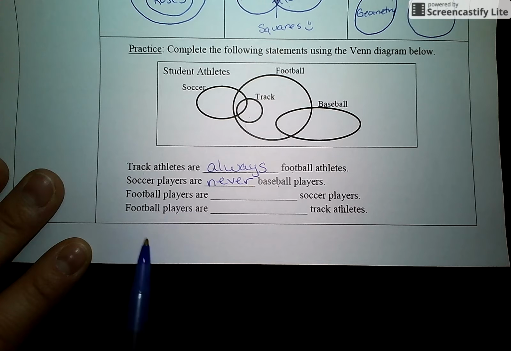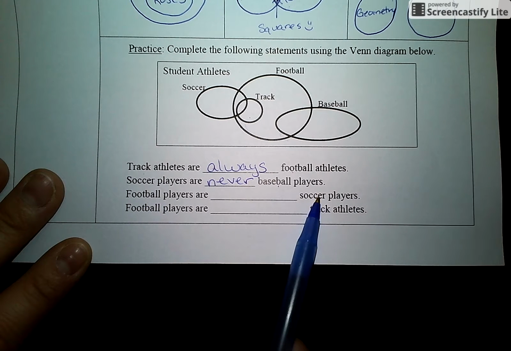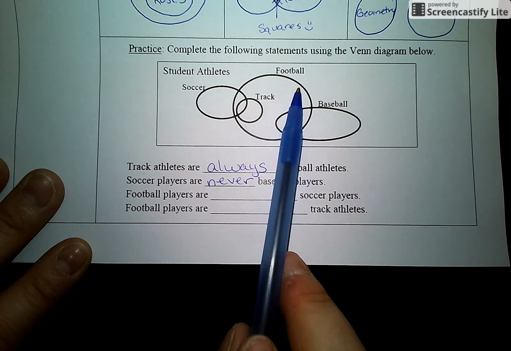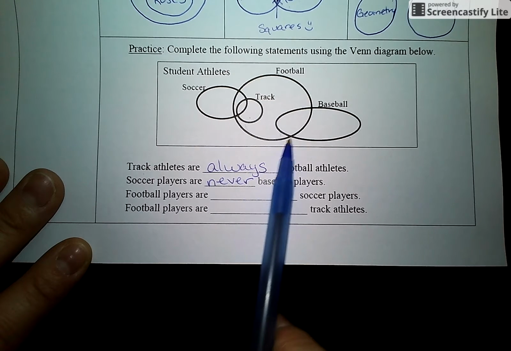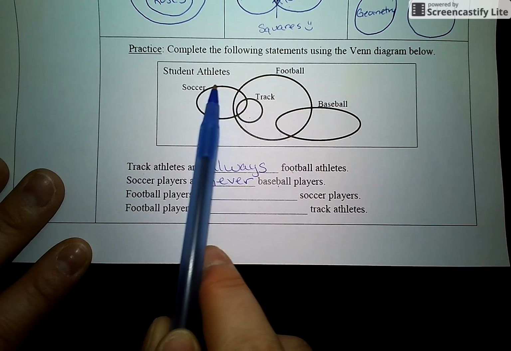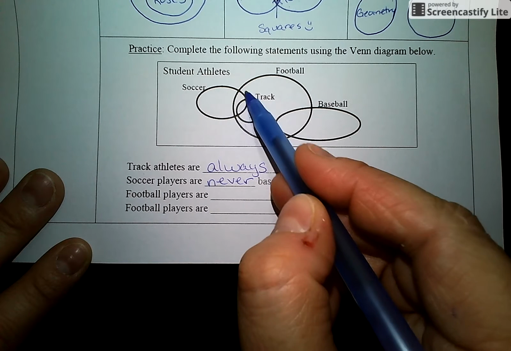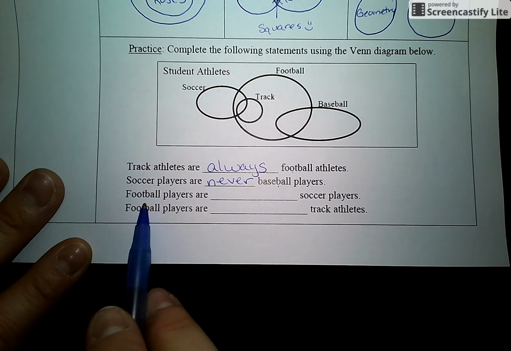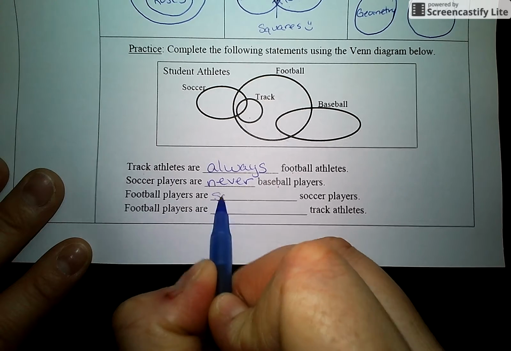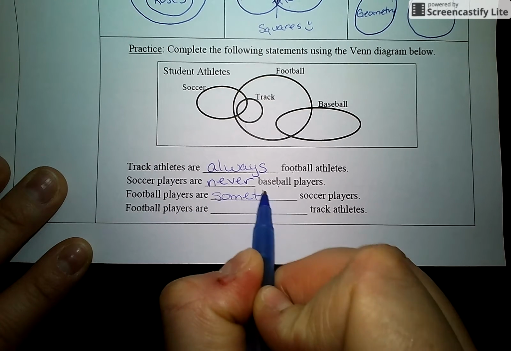Our next comparison is between football players and soccer players. We've got football players here in the middle. A smaller bubble represents soccer players, and it looks like there's a little bit of overlap. Therefore, football players are sometimes soccer players.